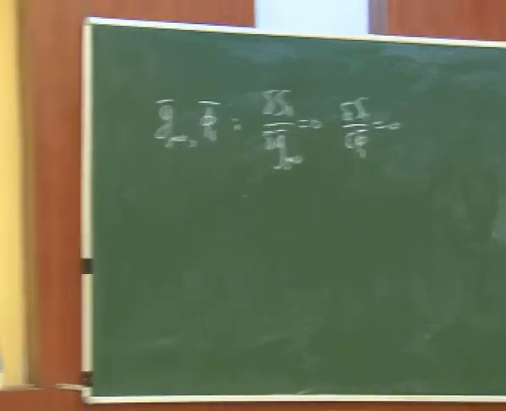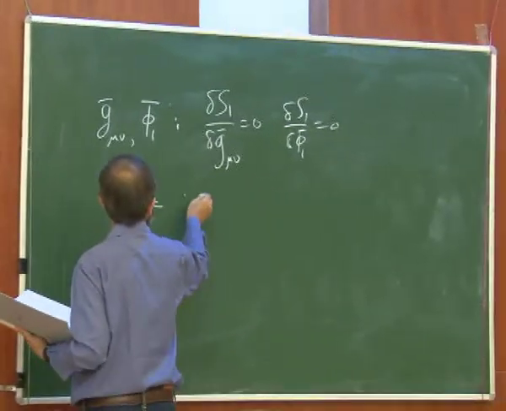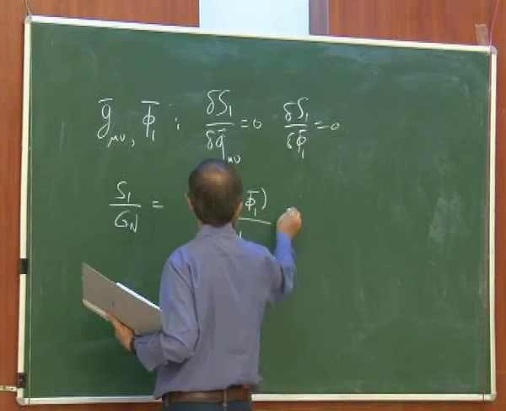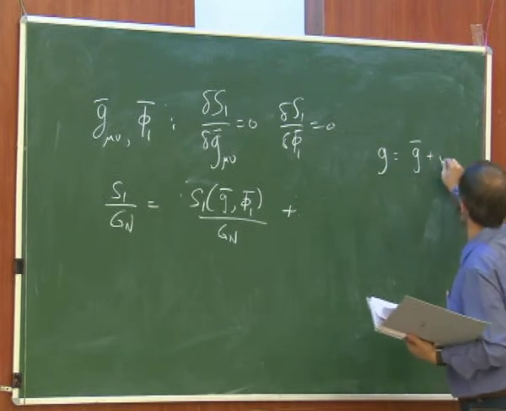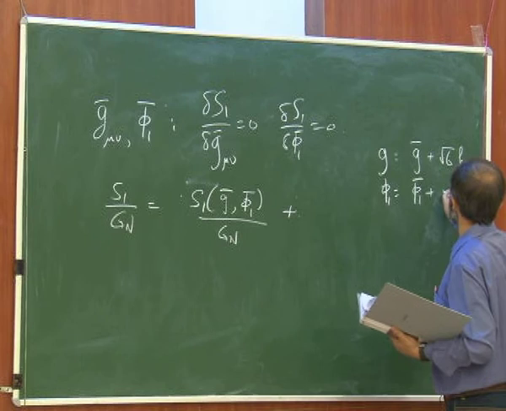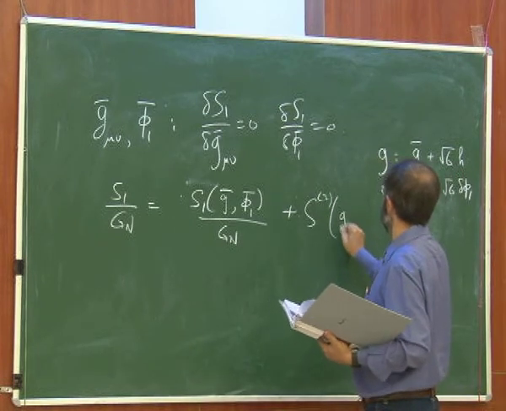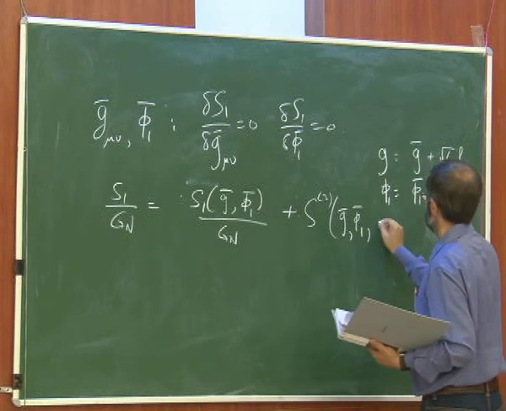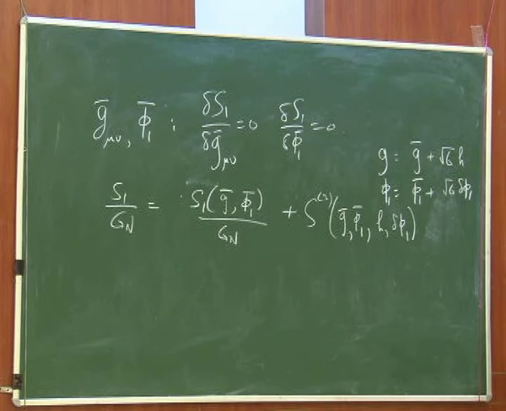Clearly the leading term will be the solution with classical values, and then as you know you can substitute g equal to g bar plus square root of G times h, and phi 1 equal to phi 1 bar plus square root of G times delta phi 1, and such things. So the background dependence will be there, and you will have the fluctuations, the gravitons, as well as the quadratic quantum fluctuations of phi 1. So this is the standard thing that happens.